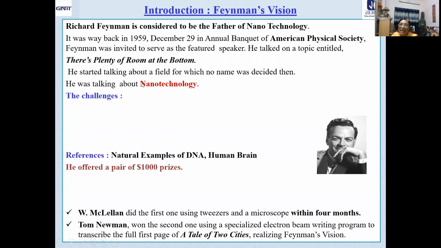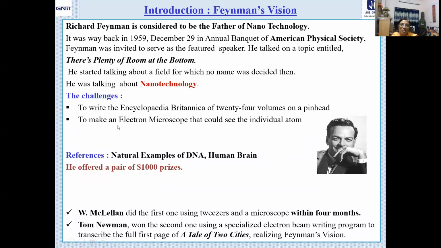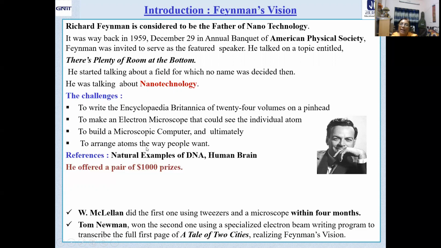Nowadays, it is nanotechnology, the name with which you are familiar. Then he started posing challenges: to write the entire 24-volume Encyclopedia Britannica on a pinhead, the possibilities. Next, to make an electron microscope that could see the individual atom. Next, to build a microscopic computer, and ultimately to arrange atoms the way people want.